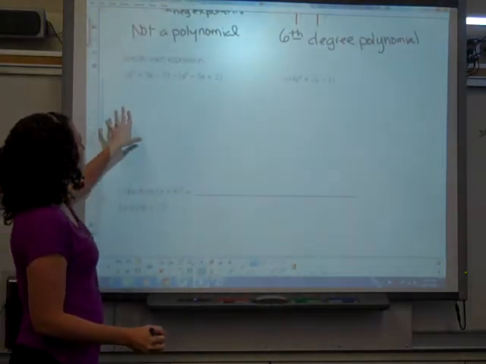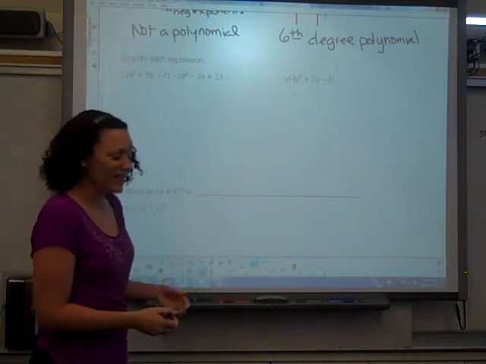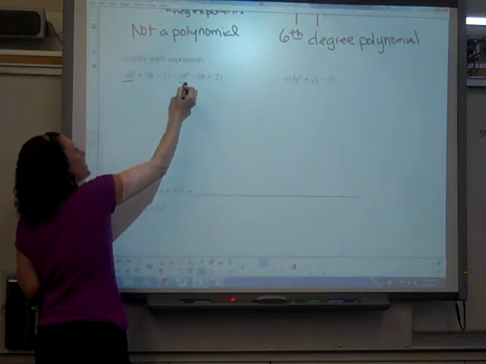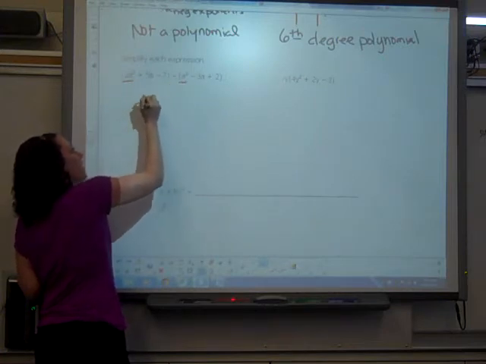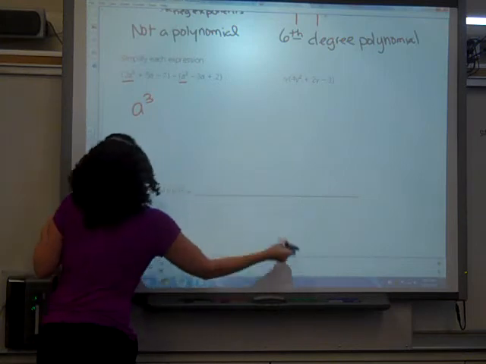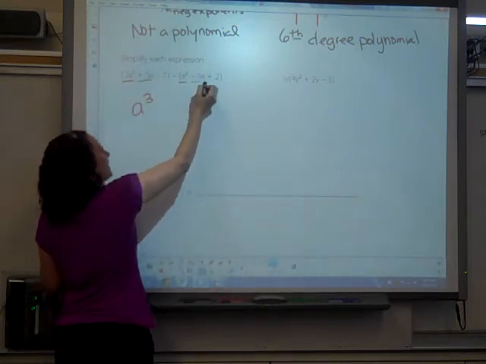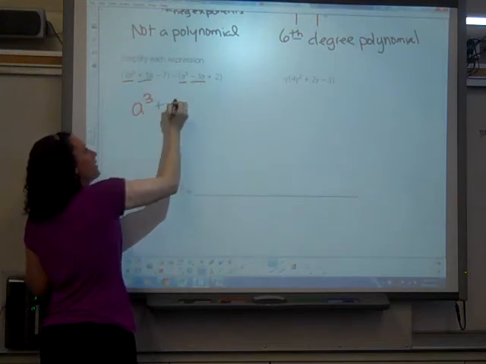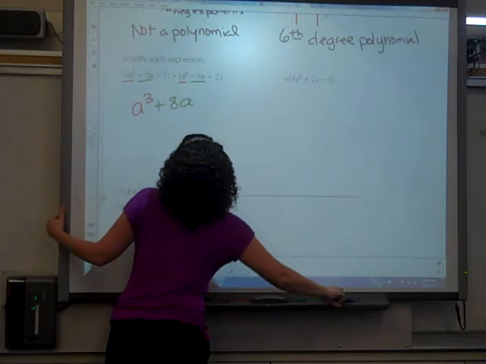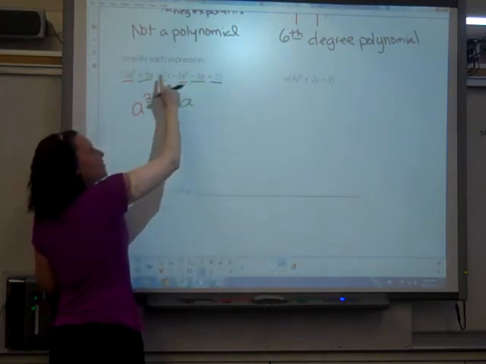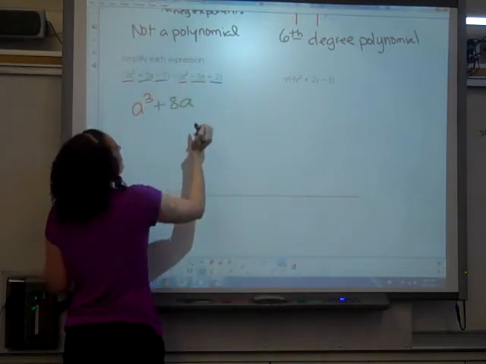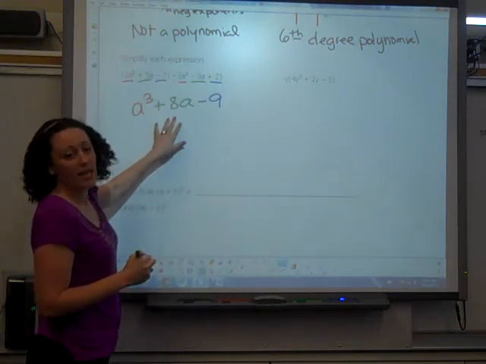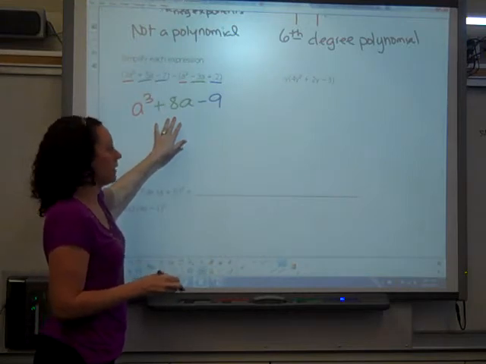The next thing asks me to simplify each expression. This is nice, it's just collecting like terms. Here I have 2a cubed minus a cubed. That's going to give me a single a cubed. Then I have positive 5a subtracting negative 3a. Be careful of that double negative. 5 minus negative 3 is positive 8. Negative 7 and positive 2, negative 7 minus 2, so that would be negative 9. So the result of this difference would be a cubed plus 8a minus 9.